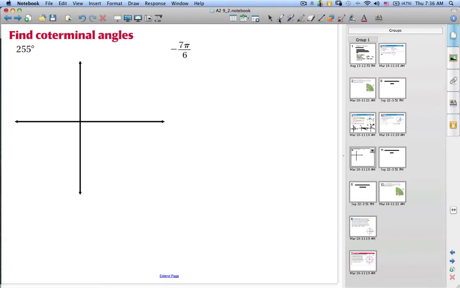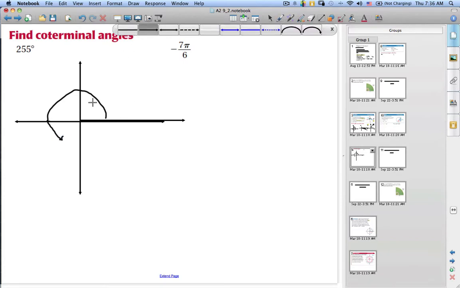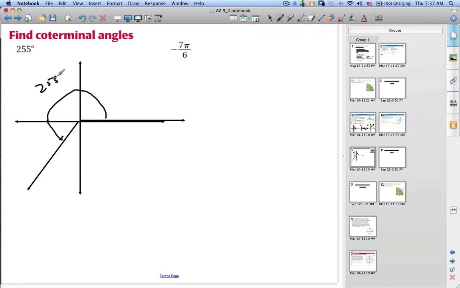If we go 250 degrees, again, my initial side is right here at the x-axis. And when I start traveling around the circle, I know that's 90, that's 180. If I went all the way to here, it would be 270. So it's going to be less than that. So it's going to be right around here. Okay, so the distance, this is 250 degrees.